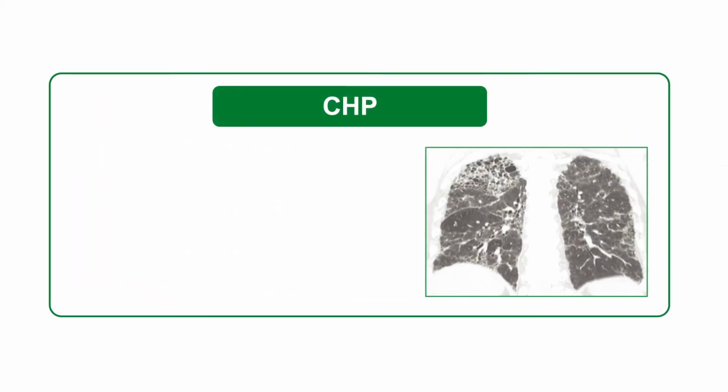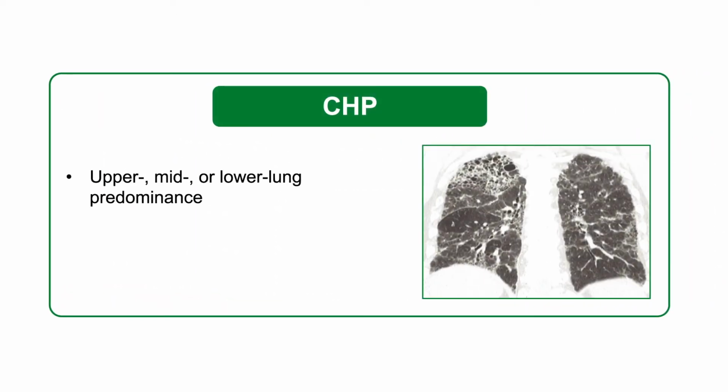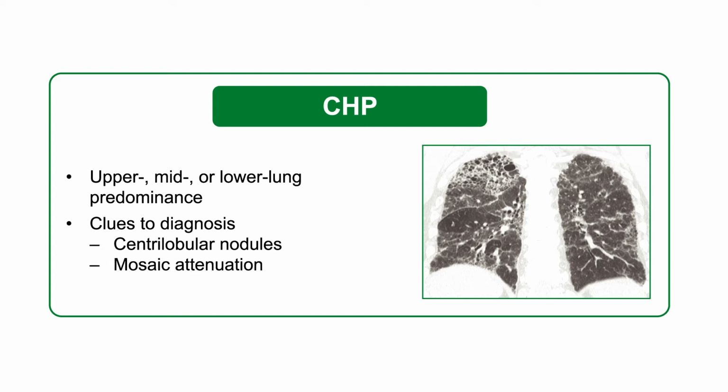When you look at hypersensitivity pneumonitis, again, you're going to get upper lung predominance. If it's chronic, it can be mid or lower lung predominance, but you also are going to see centrilobular nodules and mosaic attenuation. When you think of mosaic attenuation, that means you're going to see areas of white and areas of black on a chest CT. And when you look at it even further, you can see some centrilobular nodules.